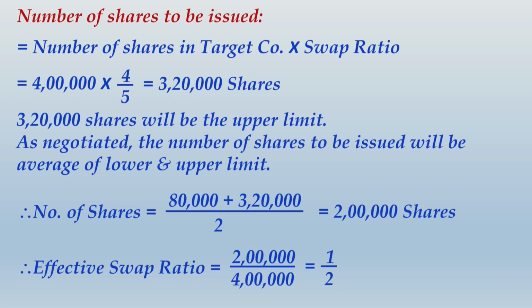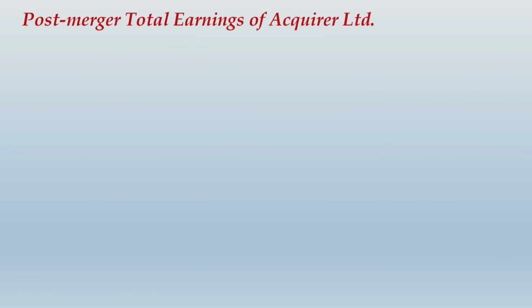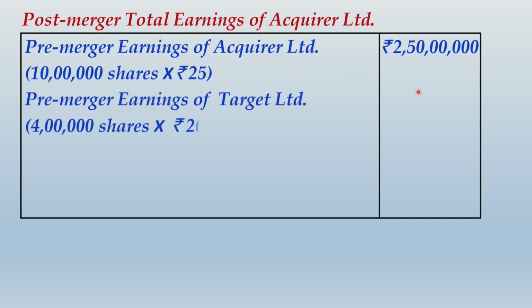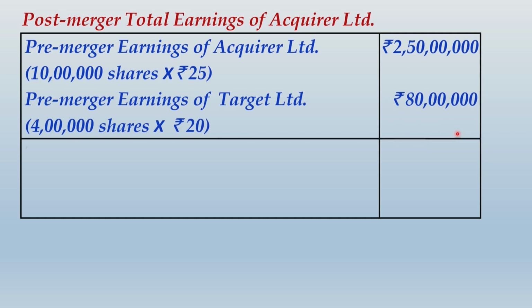Alright friends, let us move ahead and take up the other calculations. So we would first arrive at the post-merger total earnings of Acquirer Limited. What we generally do, we take the pre-merger earnings of both the companies. This time, we don't know the profit of the two companies on an overall basis, but we know the number of shares, and we have also determined EPS. Number of shares into EPS will give you the total earnings before the merger. So Acquirer Limited and Target Limited both computed, you are going to take the aggregate as total earnings.